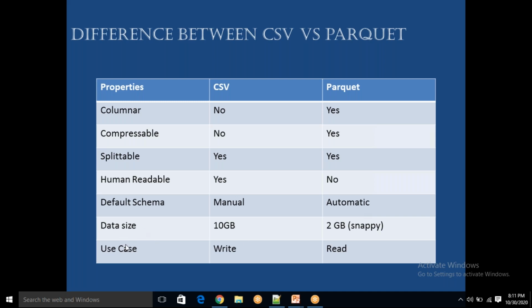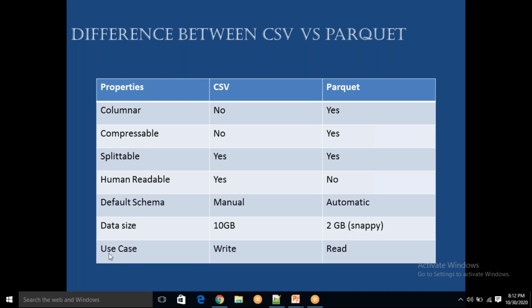Next, you see the data size. For example, in CSV it is 10 GB, in Parquet it will be 2 GB or something. A very huge reduction in terms of size. When the size is reduced, you are going to use less space. When you use less space, what happens? Ultimately you are going to make a lower payment.